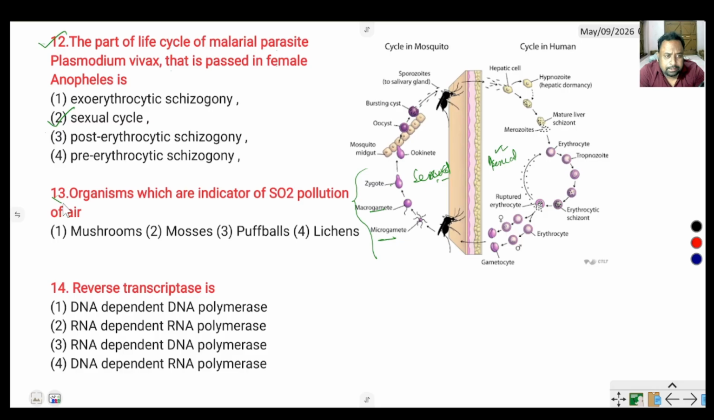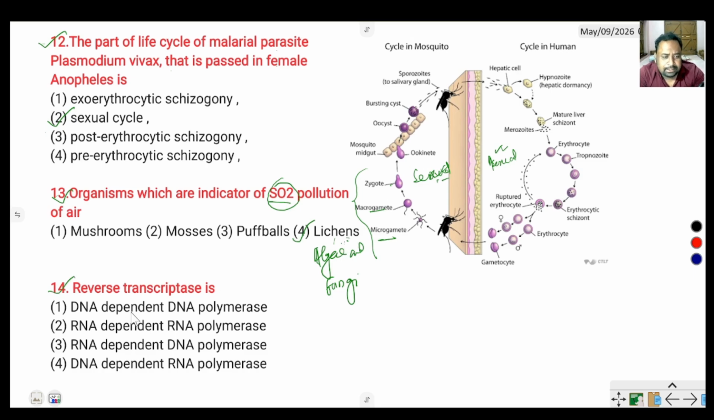Question number 13. The organism which is an indicator of sulfur dioxide pollution of air is the lichen. Lichen is a symbiotic relation between algae and fungi. In regions where the sulfur dioxide concentration is high in the atmosphere, they do not grow because they are sulfur sensitive. Question number 14.